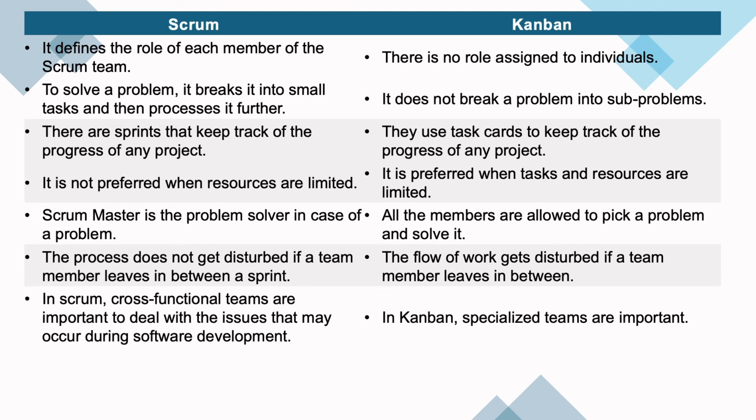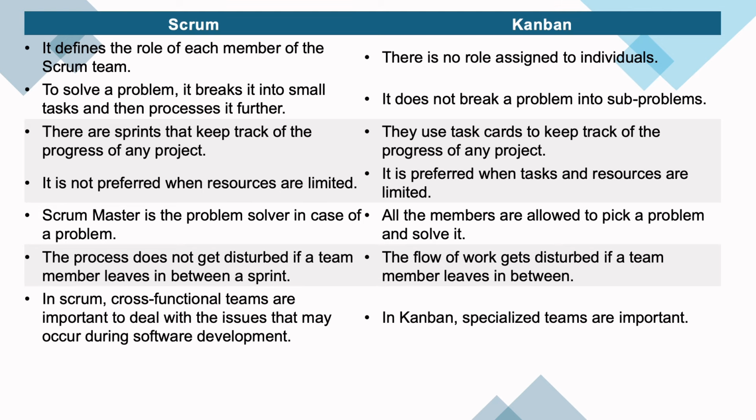In Scrum, the Scrum Master is the problem solver, while in Kanban, all the members are allowed to pick a problem and solve it. So in Scrum, the Scrum Master is the one who deals with the problems and comes up with the solution. But in Kanban, all the members can do that.